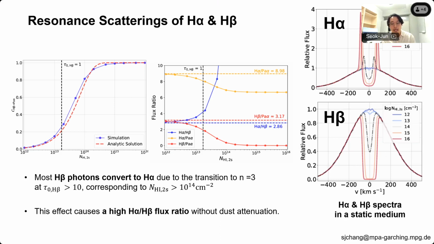So H alpha transfer is similar to Lyman alpha. H alpha forms the clear double peak like Lyman alpha, but in the case of H beta, it becomes more centrally deep. There's no double peak because the scattered H beta is compared to Paschen alpha and H alpha. The key thing is that in the optically thick medium, most H beta photons do not escape as H beta. They get converted to Paschen alpha and H alpha transition photons.